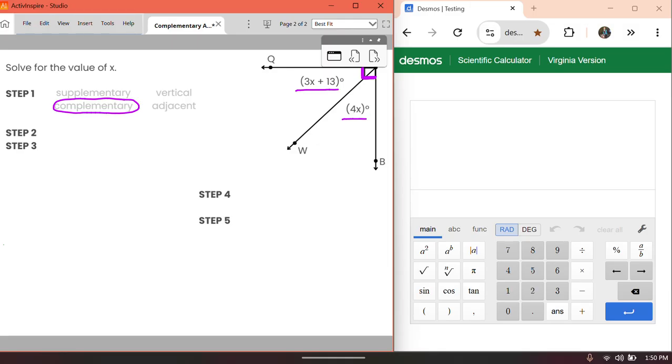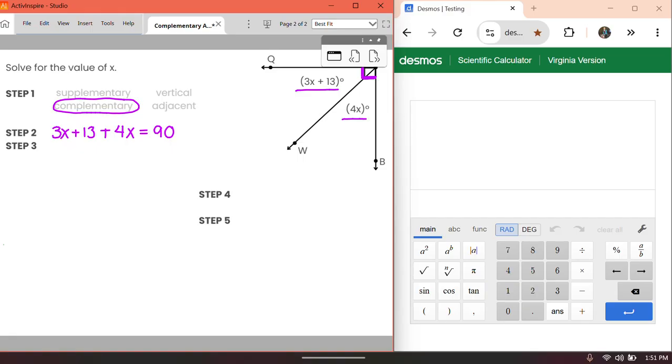Step two is to set up an equation where we do one part plus the other part equals the whole. So the first part of my angle pair is 3x plus 13. And then the second part of my angle pair is 4x. And we always get asked in class if you need to draw those parentheses, and I say no, because we're not used to solving equations that have parentheses unless it's distribution, and I don't want anybody to get confused about this being distribution, so I say just write it. And then equals the whole, which in this case we know is 90 because it's complementary. Step one done, step two done.